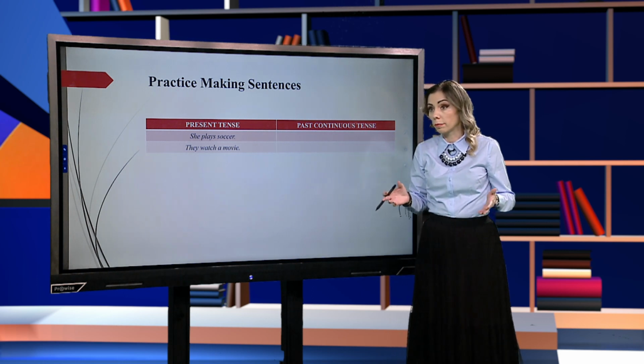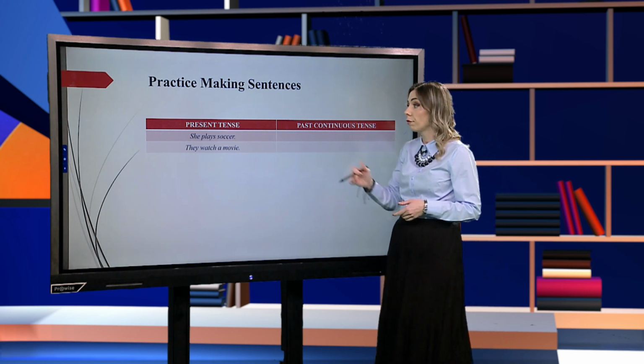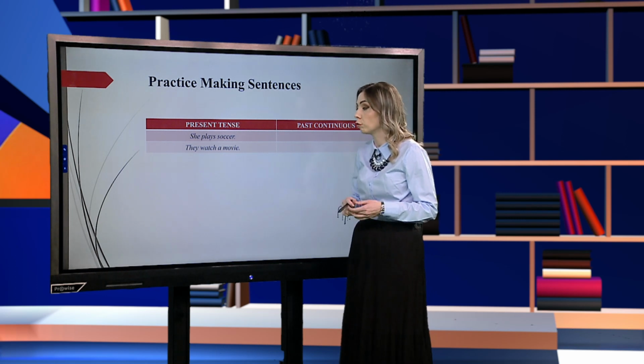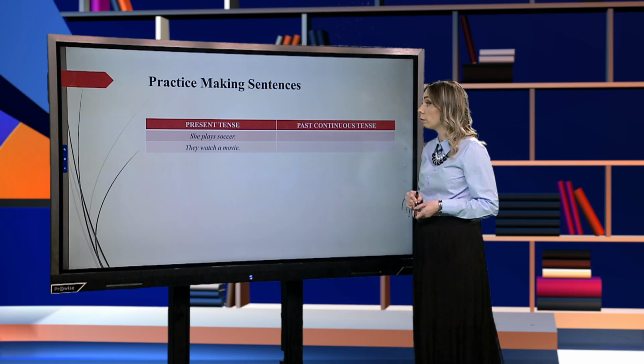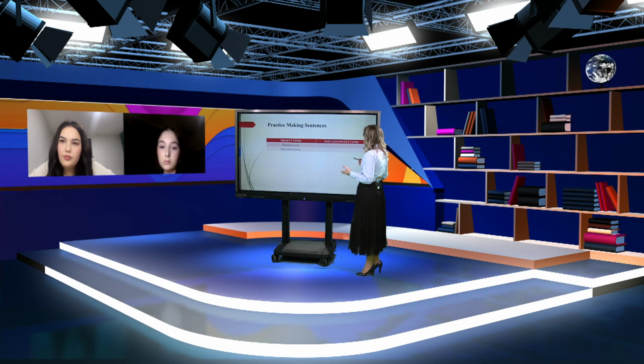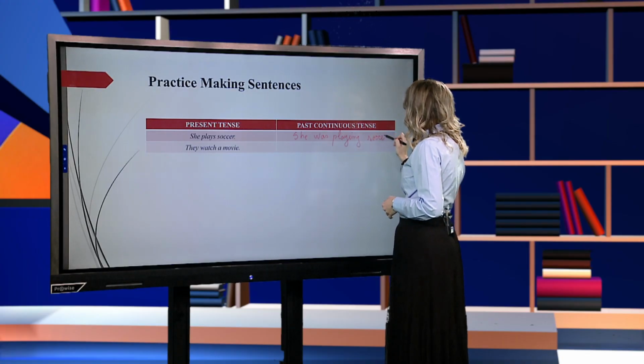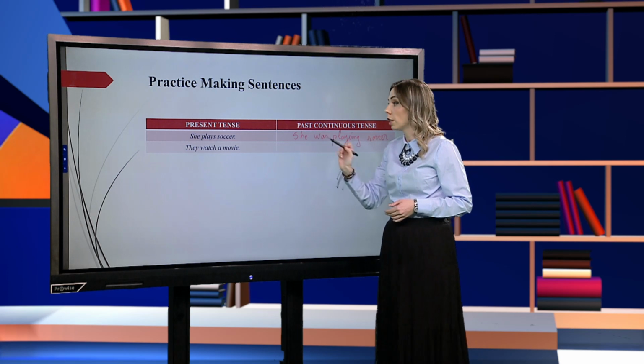So let's practice making sentences. We have here a sentence at present tense. She plays football. Anna, can you tell me what is the past continuous tense form for this sentence? Yes, she was playing soccer. Yes, very well. They watch a movie, Kira. They were watching a movie.